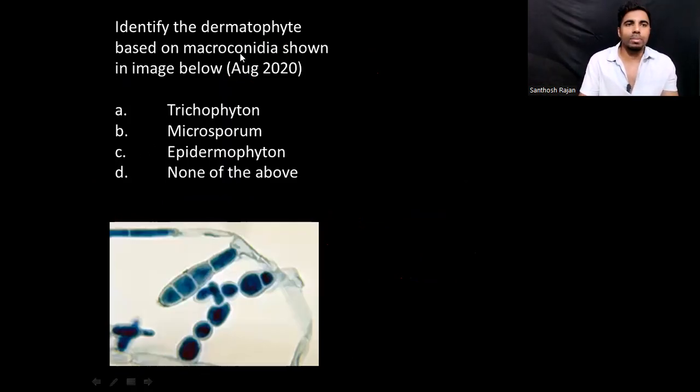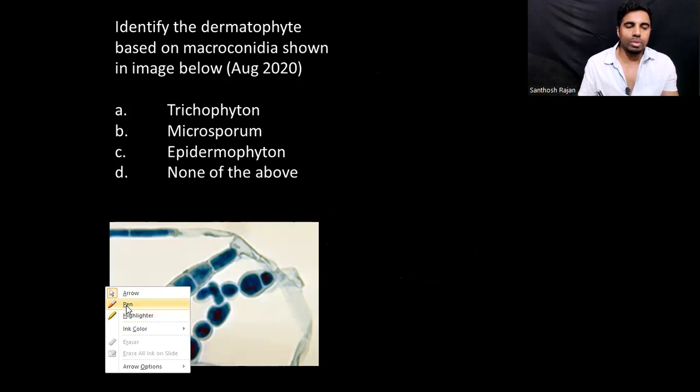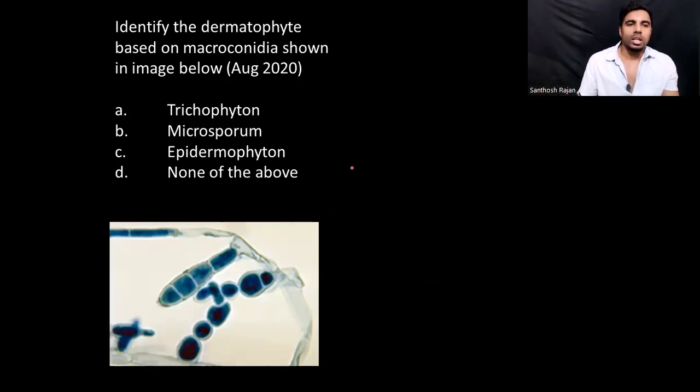Identify the dermatophyte based on the macroconidia shown in the image. This is also one question which you have to be careful and thorough. Let us see. Macroconidia shown in the picture, when the picture comes like this, or like this, you see, this is called club. You call this club-shaped macroconidia.